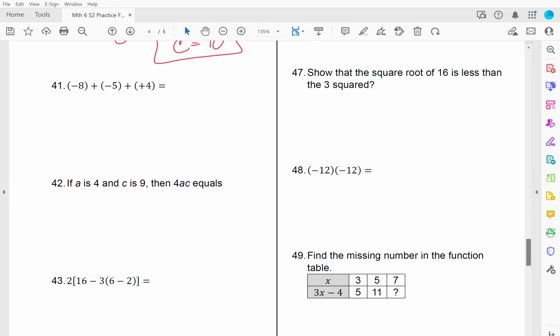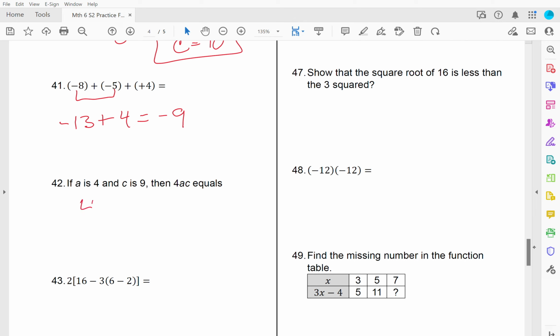Alright, now we're going to add the two negatives. We add all our negatives, and then we add the positives. So negative 8 and negative 5 is negative 13. And positive 4, so we have a negative 9. Use different signs. One's negative, one's positive. Subtract. Keep the sign of the larger. 13 is larger, so my answer is negative.